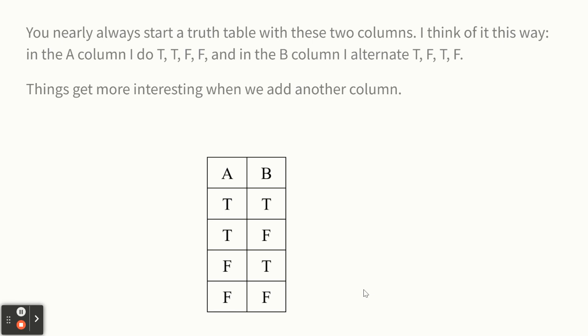You nearly always start a truth table with these 2 columns. So for the A column, just go true, true, false, false. And for the B column, go every other. True, false, true, false. That's all the possibilities. You shouldn't be worrying about that part. Just true, true, false, false, and then true, false, because that's all the possibilities. And it's fine if you have to look at the notes to do it for the first couple of times, but this is always the way the first 2 columns are going to be.